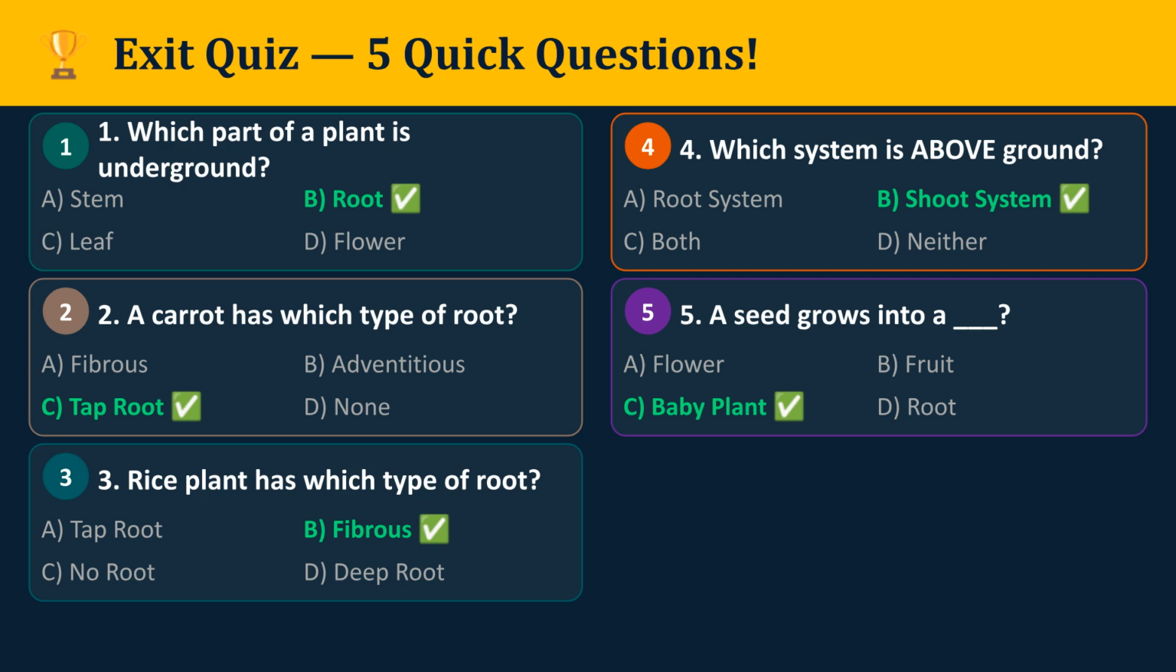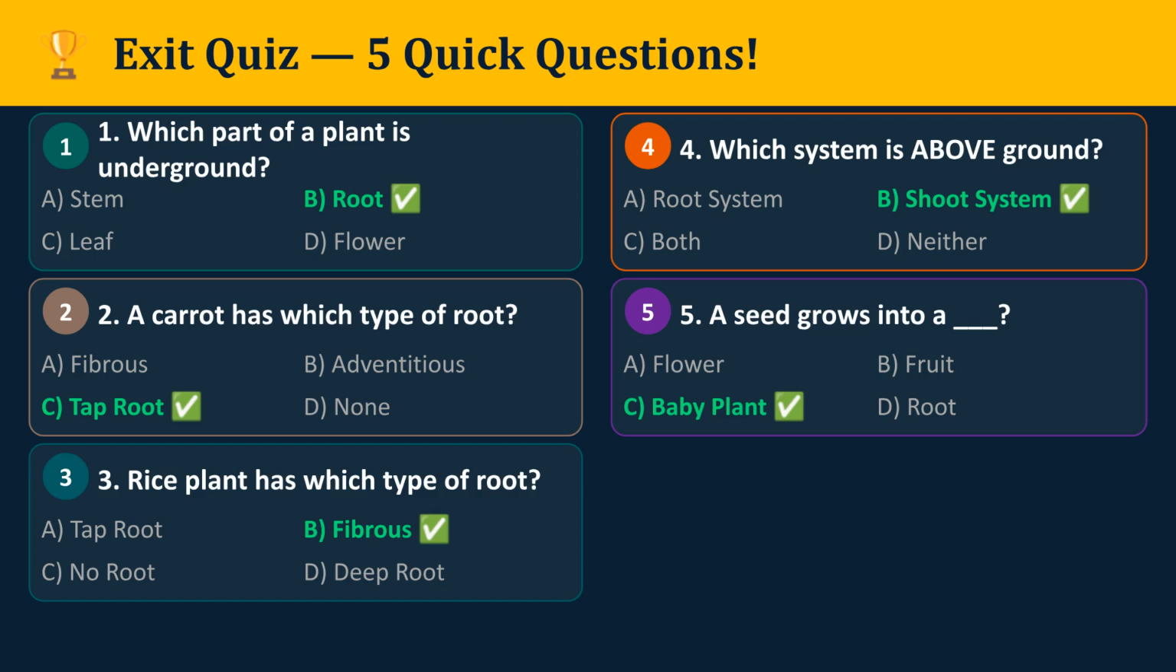Before we finish today's class, let's check how much you've learned. Question 1. Which part of a plant stays underground? That's right, root. Question 2. Which type of root does a carrot have? Excellent. Taproot. Question 3. Rice has which type of root? Correct. Fibrous root. Question 4. Which system is above the ground? Very good. The shoot system. Last question. A seed grows into, yes, a baby plant.